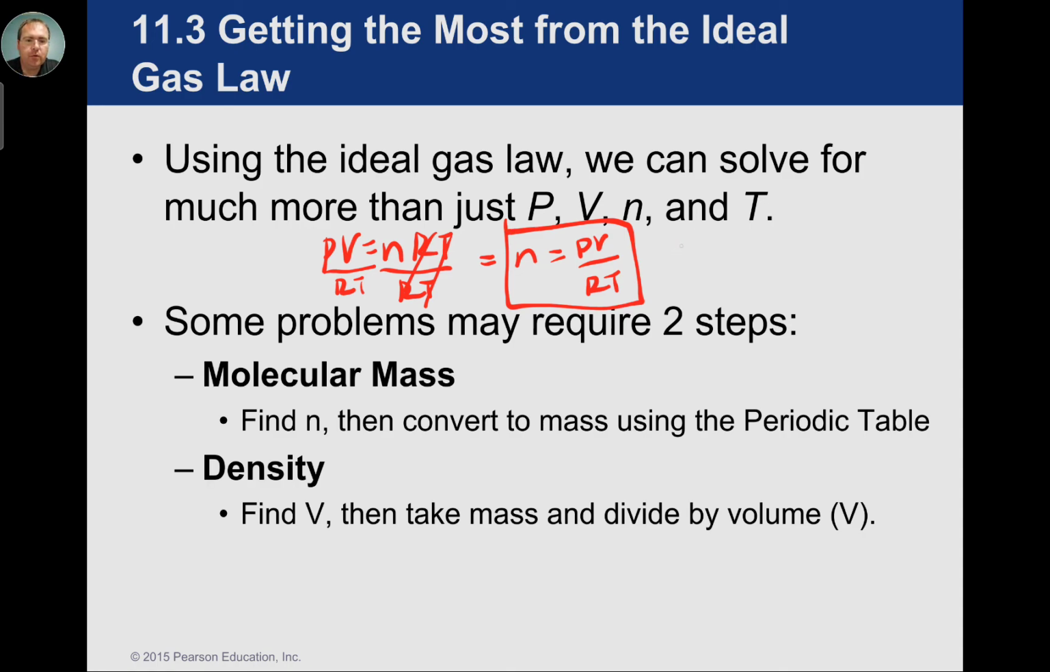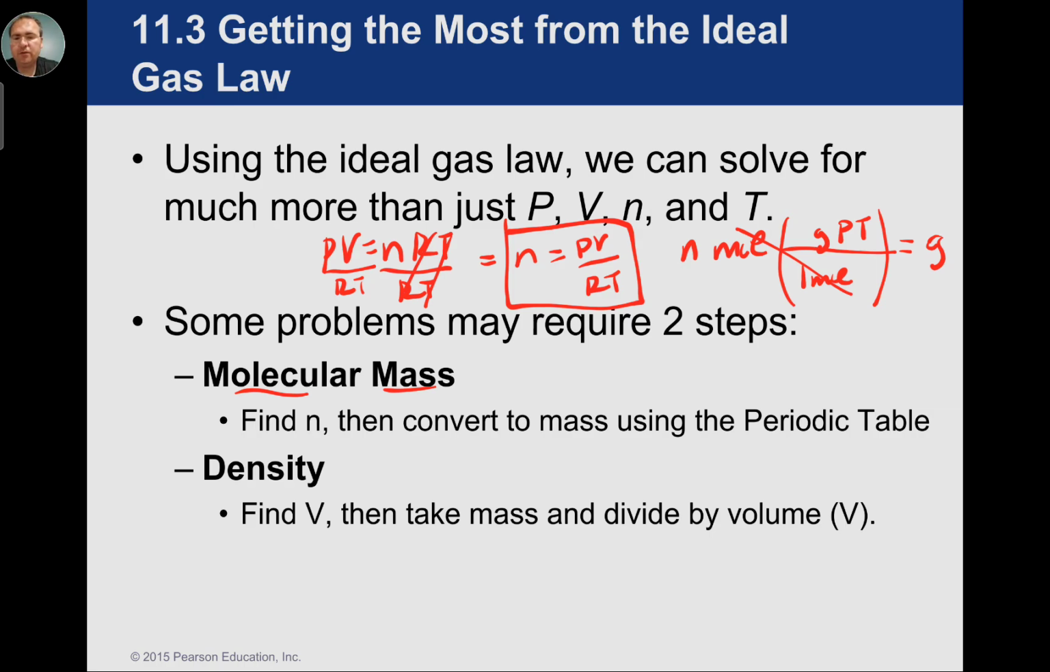So we can solve n. n's going to be moles, so let's say n moles. Then we can go to the periodic table and say that in 1 mole we have grams from the periodic table, and we can very quickly get molecular mass. So you'll see a few of those problems by getting grams from the periodic table once you've gotten n from the PV equals nRT equation.